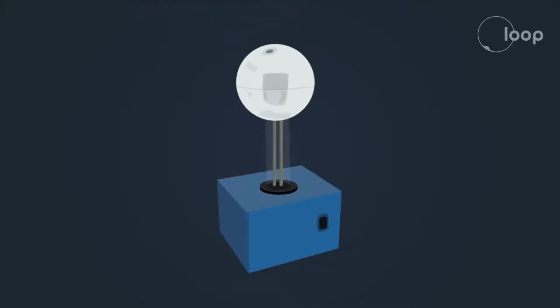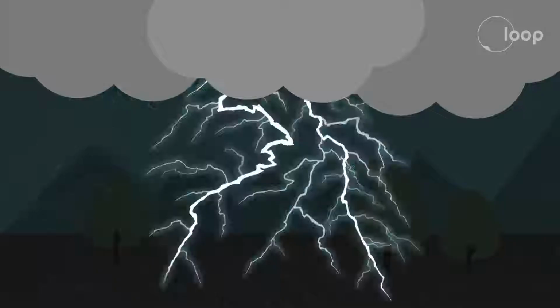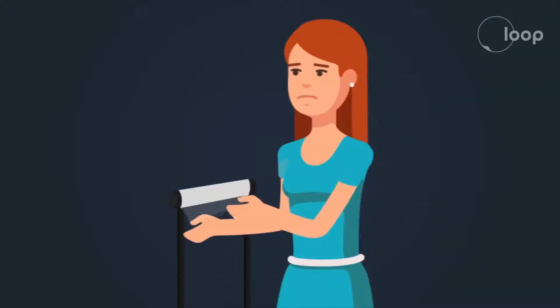A Van de Graaff generator is a machine used to build up static charge. This machine uses the simple principle of rubbing insulating materials to build up a supply of charged particles. The generator can produce very high voltages and was first used to help scientists to study the behavior of subatomic particles.